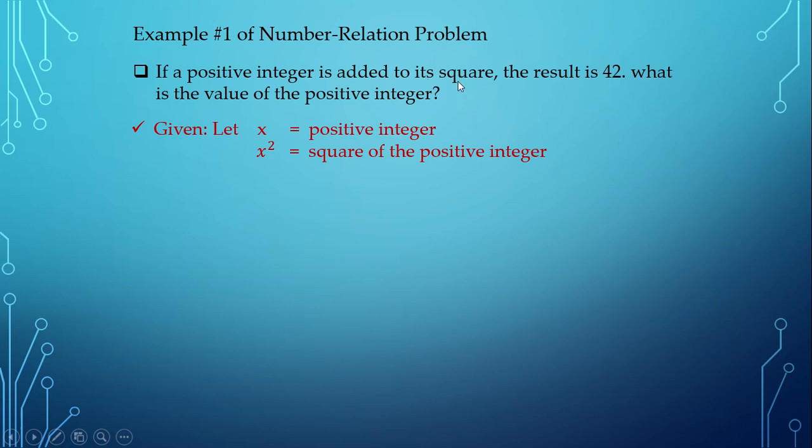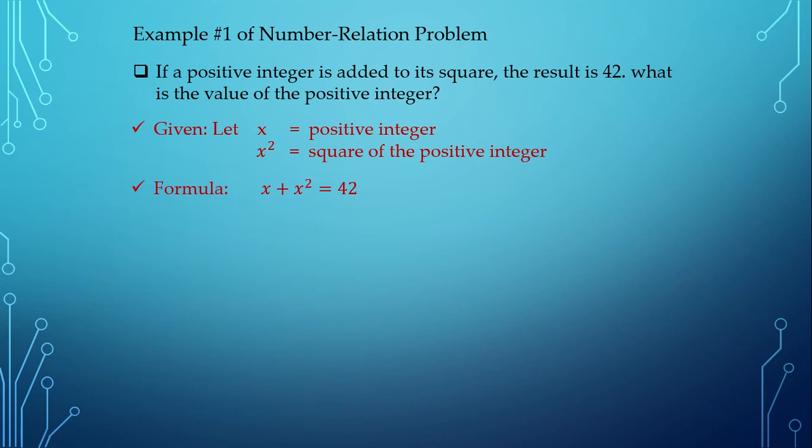So, the positive integer x is added to its square. What does its square mean? The word its refers to the positive integer represented by x, and the positive integer is squared. So, meaning the square of x. Okay. So, therefore, x is the positive integer. X square is the square of the positive integer.